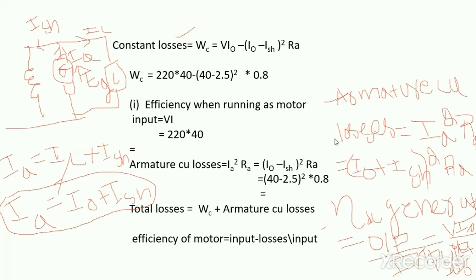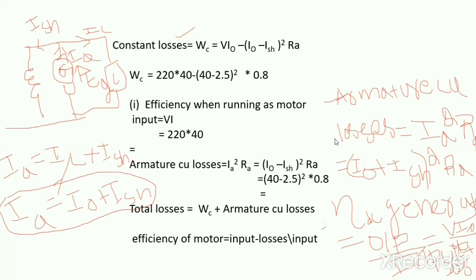This is Swinburne's test, an indirect test. By using this test, we determine the efficiency of a motor and also a generator at half load, full load and 3/4 load easily. Now, the calculations of Swinburne's test: predetermining efficiency calculations as a motor and as a generator.